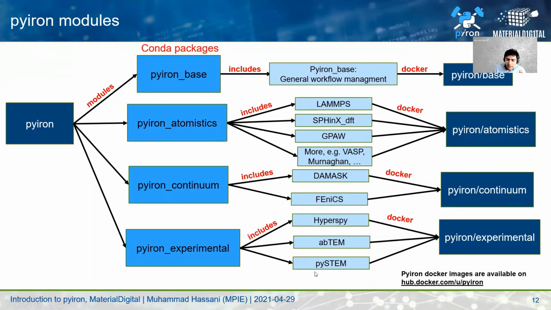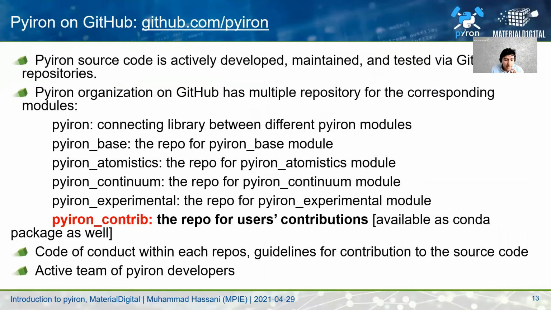Pyiron Experimental includes job classes for different image analysis tools. All these Pyiron classes, alongside their dependencies, are containerized via Pyiron Docker images, which are available publicly on Docker Hub. As I previously mentioned, Pyiron is extendable, and its source code is accessible via GitHub.